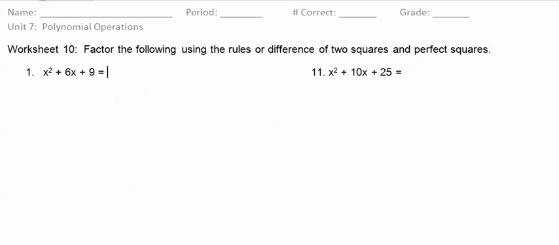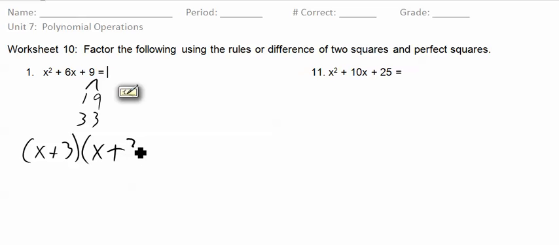Okay, for worksheet 10, you can do it one of two ways. You can just do what we've done all along, or if you recognize the rule, you can just use the shortcut. So if we're going to do this the way we've been doing it before, and we're going to use not the box method, we're going to use the more traditional method. We just find factors of 9 that when we add them equal 6. So we have 1 and 9, 3 and 3. 3 plus 3 does equal 6. So we're going to have our two terms as x plus 3 and x plus 3.